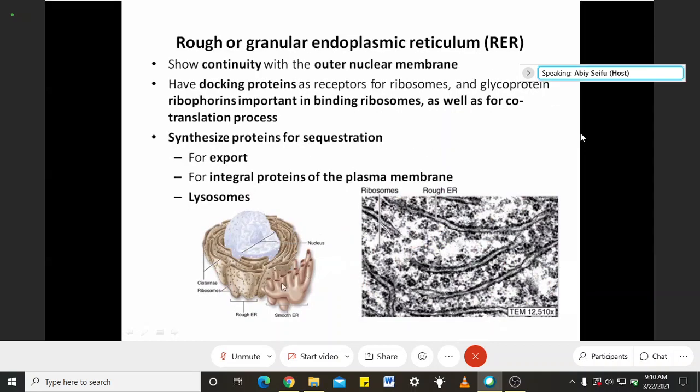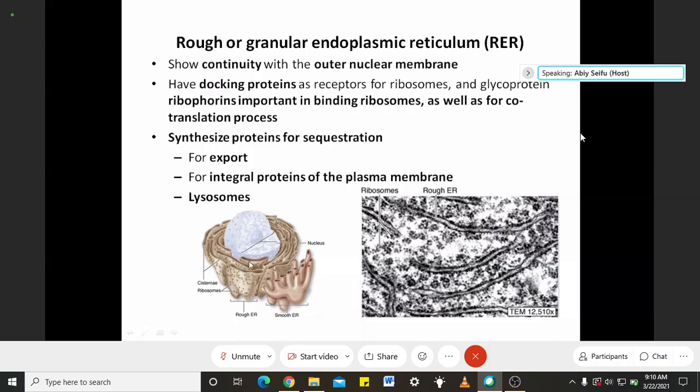When we look at the rough endoplasmic reticulum, it looks like this one, or this is an electron micrograph of endoplasmic reticulum, a real picture. This one on the left is a diagram. You can see on the surface of this rough endoplasmic reticulum there are small granules. These granulated bodies represent the ribosomes.